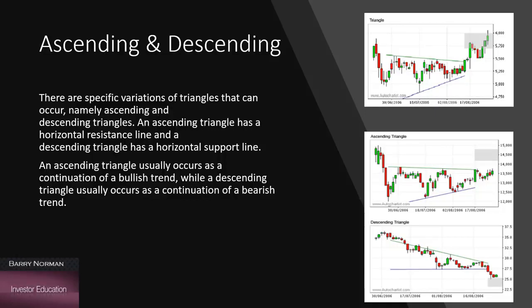A descending triangle has a horizontal support line and an angular resistance line, where a descending triangle or ascending triangle is the exact opposite, and a symmetrical triangle has the two angles of the two levels above them forming the triangle, the support and resistance lines coming together at the same degree.